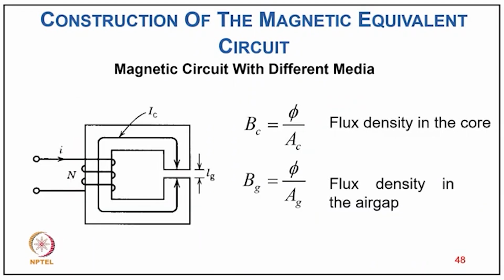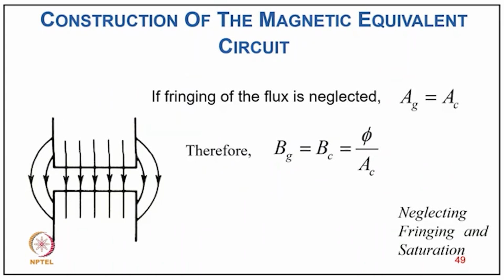So now coming to the magnetic circuit with different media. As you can see here, the magnetic circuit has a core and an air gap. So the excitation is consumed not only by the ferromagnetic part but also by the air gap. We can say the flux density in the core, or steel part, is phi upon AC, and the flux density in the air gap is phi upon AG. Of course, there is typically fringing. If the fringing is neglected, that is AG equal to AC, and therefore BG equals BC, that is phi upon AC, considering the same cross-sectional area of the air gap and the core.